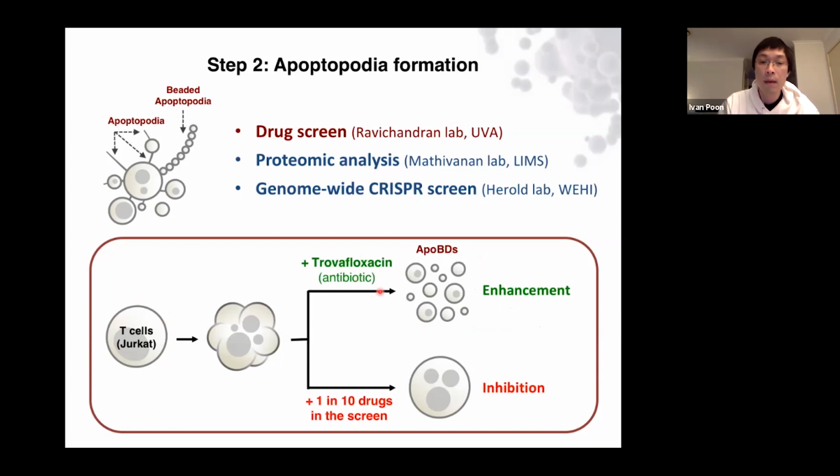And one of them that I'll talk about a bit more is this drug called trovafloxacin, which is an antibiotic. We actually identified quite a lot of drugs that can block the disassembly process, which is a bit concerning because 1 in 10 drugs can block disassembly. But we did use 10 micromolar to do the screen. So we are still trying to work out whether some of those are specific or have other off-target effects. But for the purpose of today, I'll just talk mostly about the enhancement part.